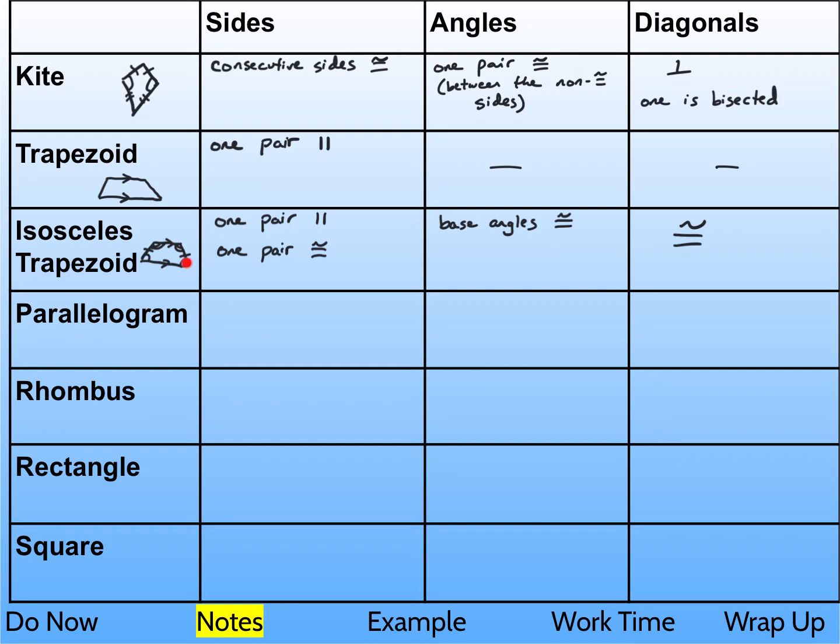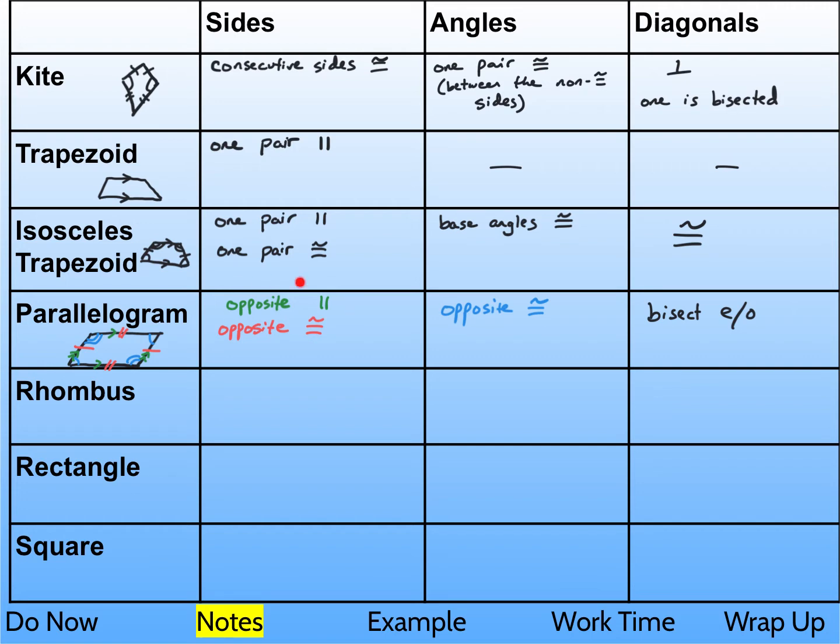And these pairs are supplementary because of same side interior. And the diagonals, when you draw them in, are the same length. The diagonals are congruent. All right, let's look at the parallelogram. This is the big one. So in a parallelogram, the opposite sides are parallel to each other.